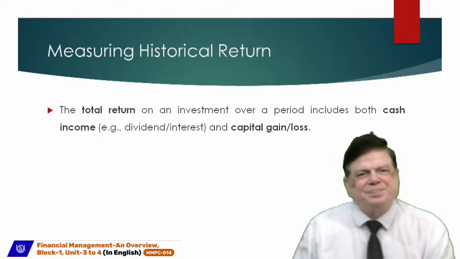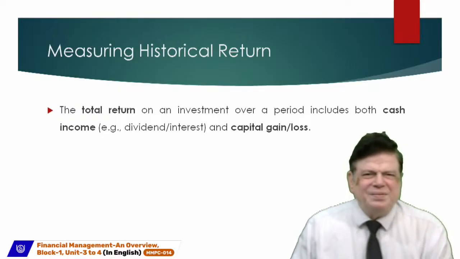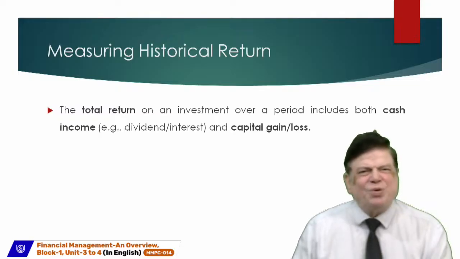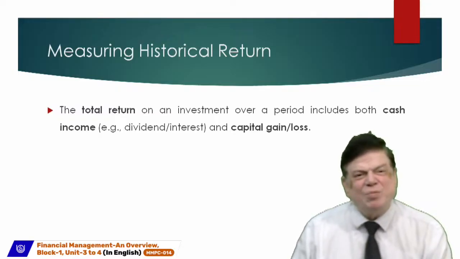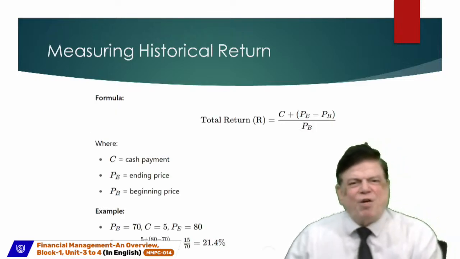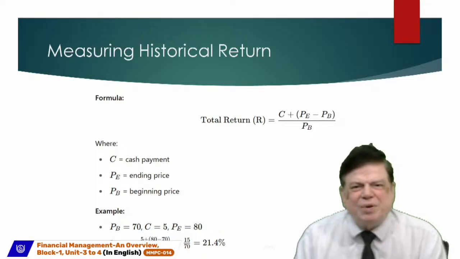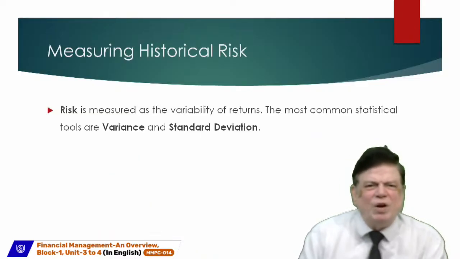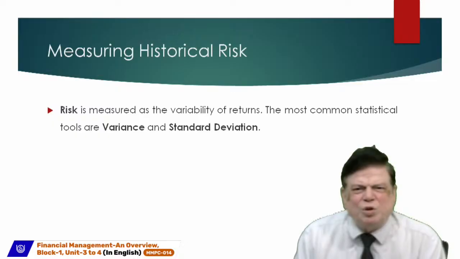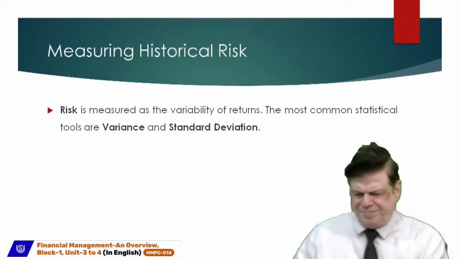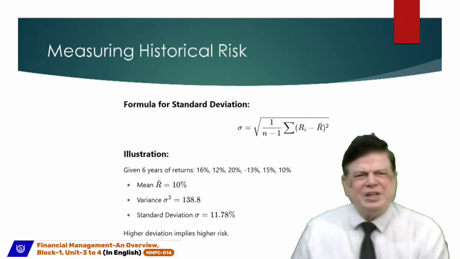Suppose the dividend you get is 5 rupees and your asset has increased 10 rupees. So your income will be 15 rupees. Then we studied the formula: total return R is equal to C plus (PE minus PB) divided by PB. Then risk is measured as variability of returns. The most common statistical tools are variance and standard deviation. Then again we studied the formula.